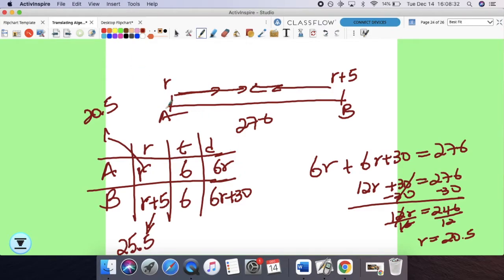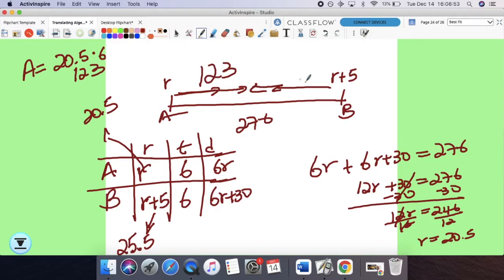If you want to check, car A travels at 20.5 miles per hour. If you multiply 20.5 times 6 hours, you get that he traveled 123 miles. Car A drove 123 miles.